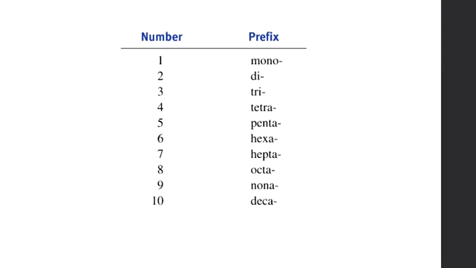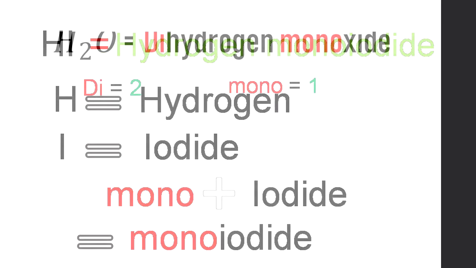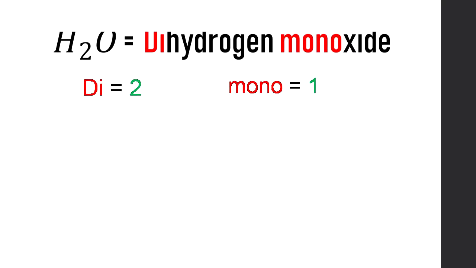However, if the first element is only one, just state its name. For example, CO will be named carbon monoxide. H2O will be named dihydrogen monoxide.